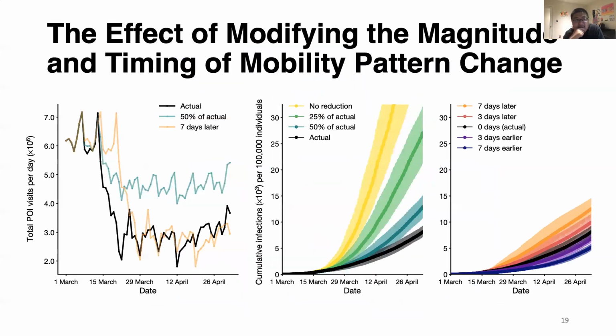And this is taking Chicago as an example. The authors examined the effect of modifying the magnitude and timing of mobility pattern change. So we can see the counterfactual simulations of past reductions in mobility illustrate the magnitude of the reduction in the middle was at least as important as its timing, which is shown on the right. So both magnitude and timing are important.